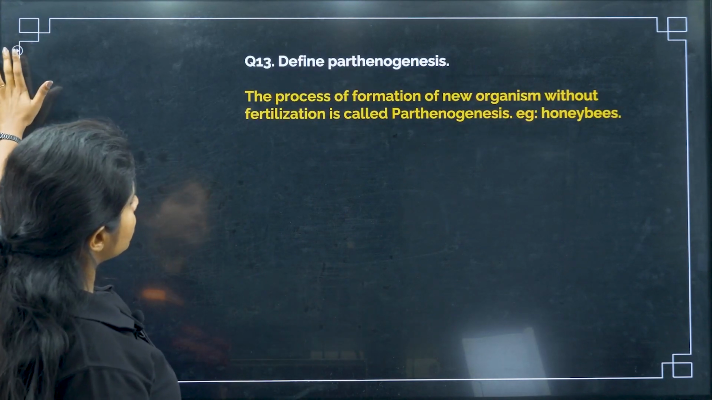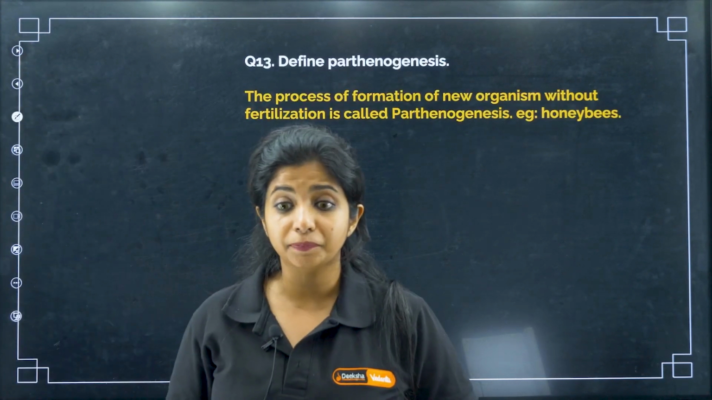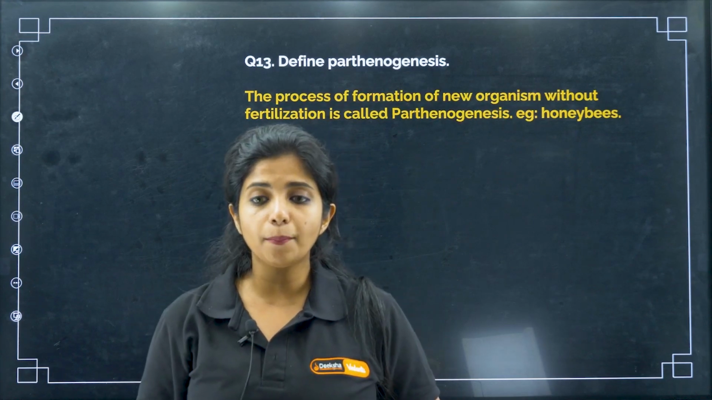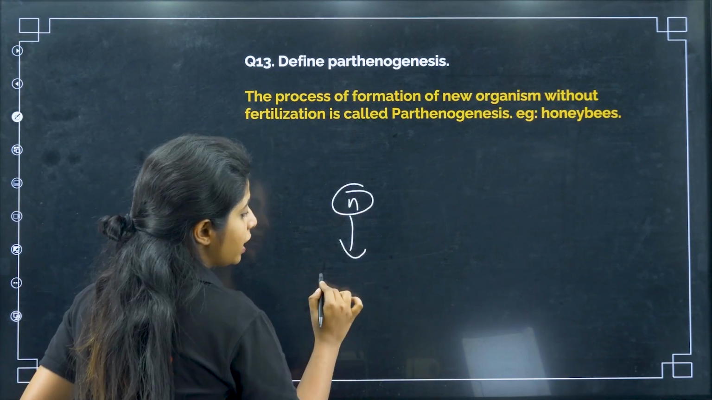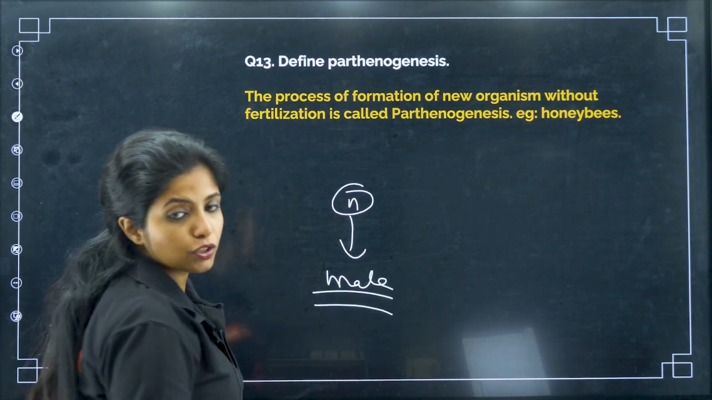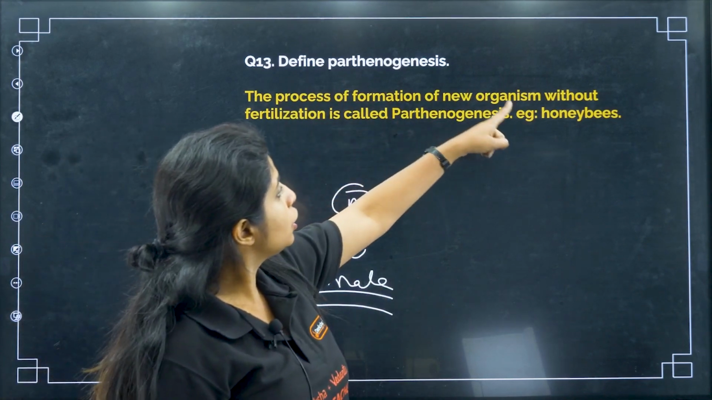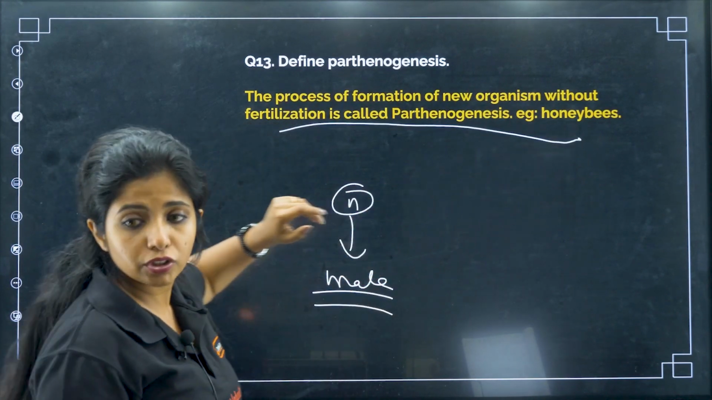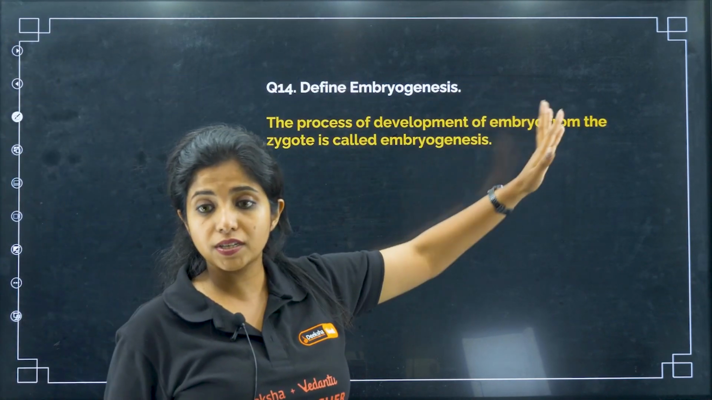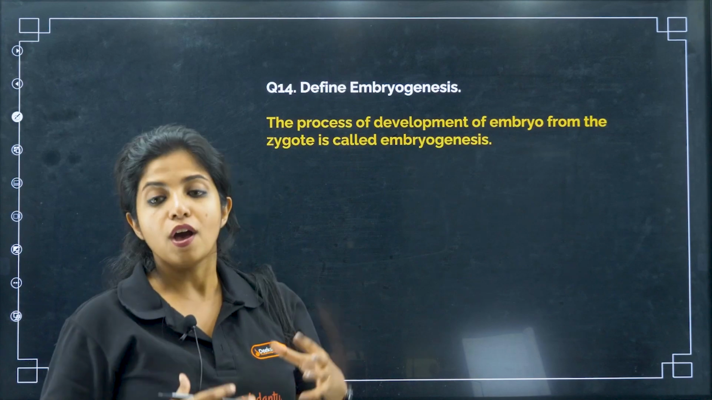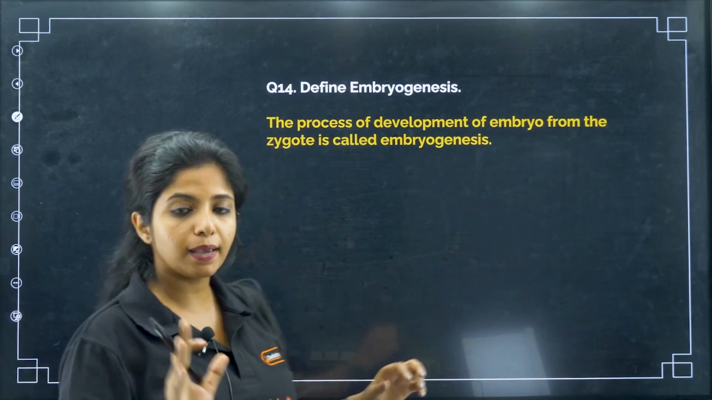Going ahead, we have parthenogenesis. Parthenogenesis is found in haplodiploid sex determination, right? What happens? A haploid cell, without fertilization, is basically getting to be a male. This is known as parthenogenesis. Formation of a new organism without fertilization is known as parthenogenesis. Example you find in honeybees, haplodiploid sex determination. Define embryogenesis, the process of development of what? Embryo. From the zygote, the whole process is known as embryogenesis.